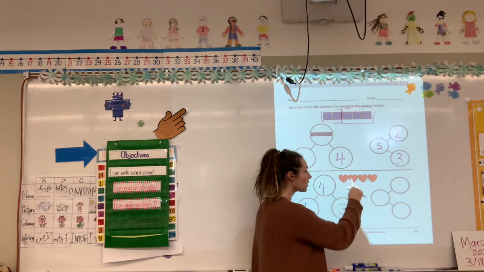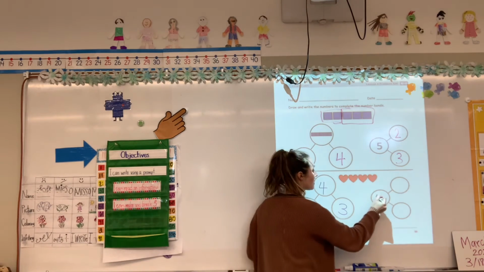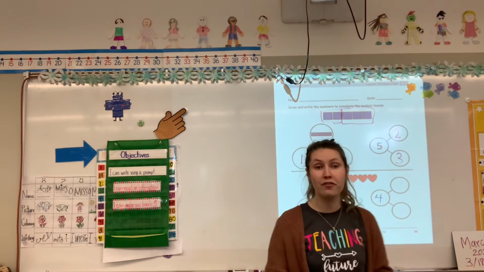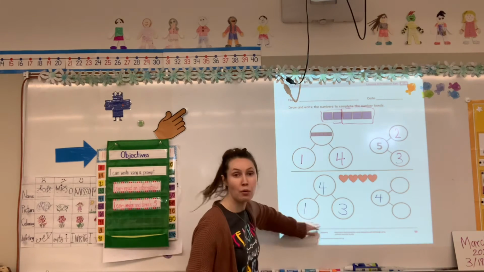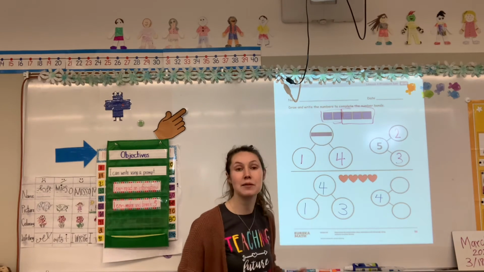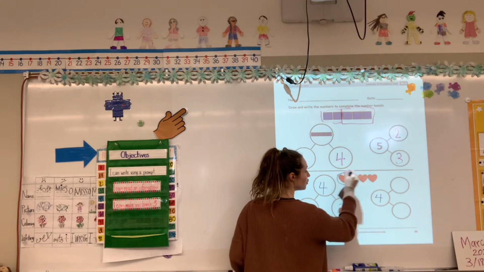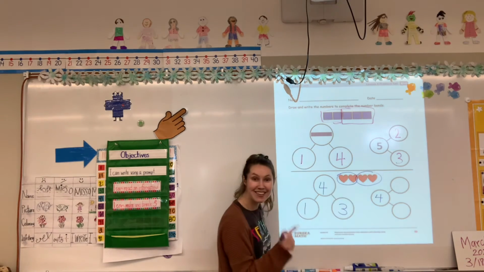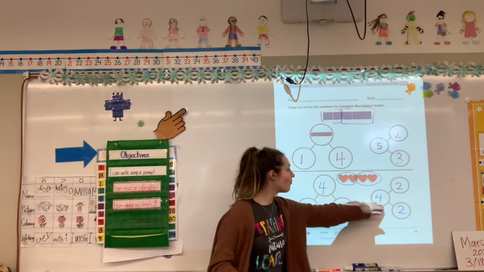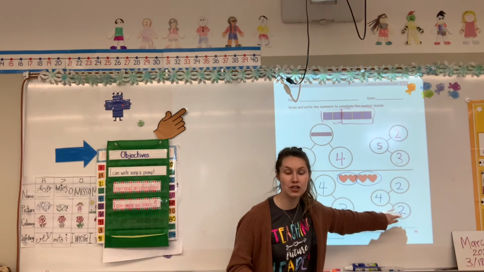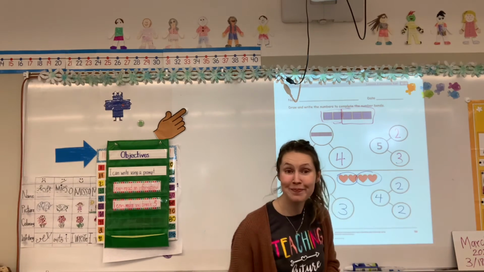So again, we're starting with how many hearts? We have 4. So we're going to be breaking up this group of 4 here. What's another way that we can break up this group of 4? We already said 1 and 3. How else can we break up this group of 4? We could do 2 and 2. 2 and 2 is 4. 4 is 2 and 2. 2 and 2 make 4.